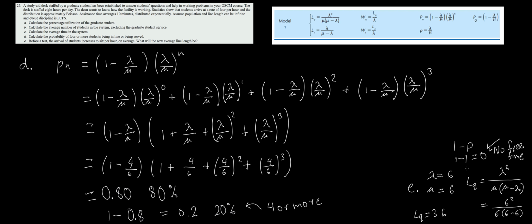And we can also notice that when we calculate the free time of the graduate student serving those students, it's going to be 0 because his capacity utilization rate is going to be 1, because it's going to be 6 over 6, which is going to give us 1, and that 1 minus 1 is going to be 0, so he's technically got no free time.